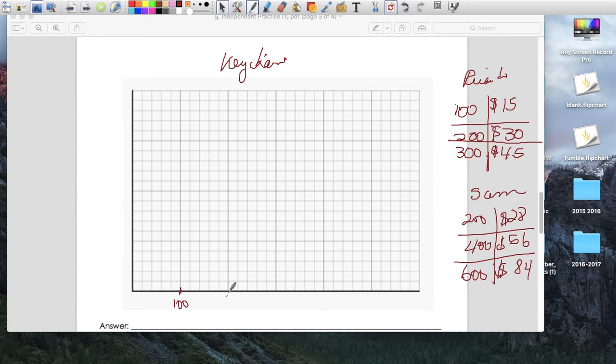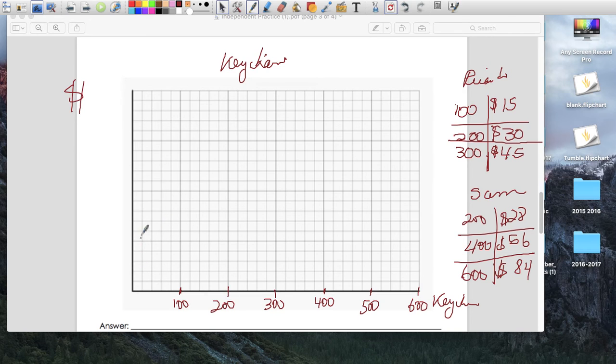So 100, 200, 300, 400, 500, 600 keychains. This is my money, this is my keychains. So let's do Ricardo for 100. Now, here is going to be a problem. Do I do it by 15, 30? Or should I do it by 10, 20, 30? I'm going to do it by 10s.